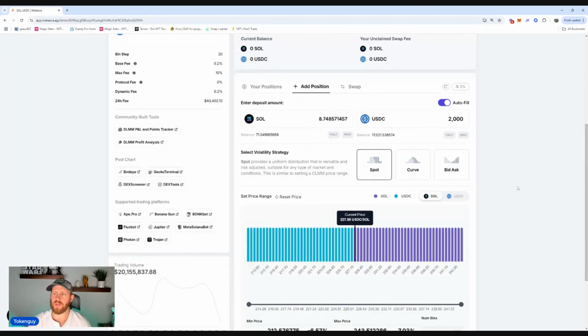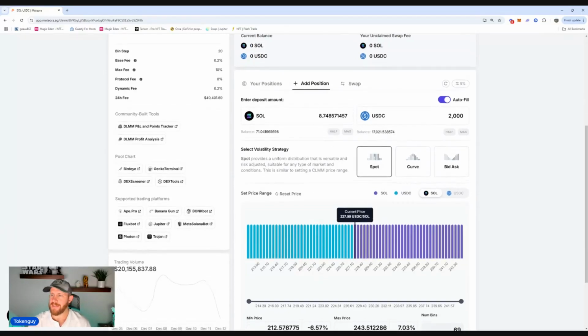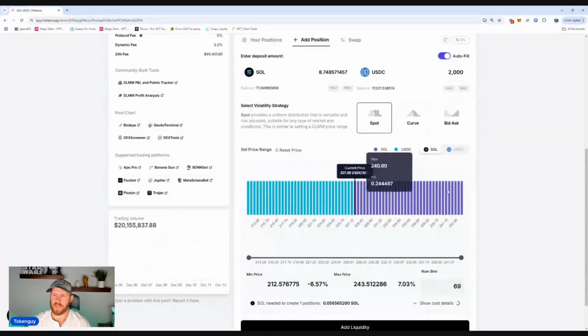There's a few different strategies you can select. These I'm not going to get into at this moment. That'll be in a different guide. But you can select one of these. I'll select the spot strategy because this is a general overall good strategy to use. And then you can see here the bins that are set up. Because this is the basic guide, we'll go over this at a minimal level. But essentially, these are all like little liquidity pools that are all put together.